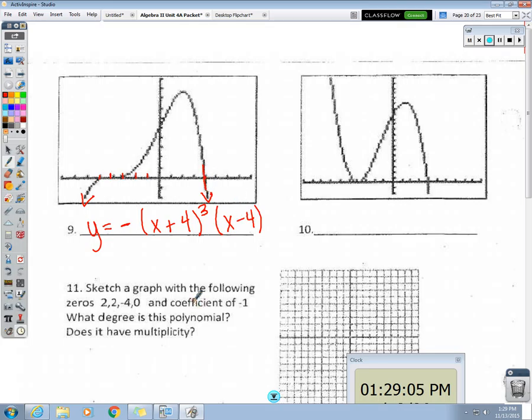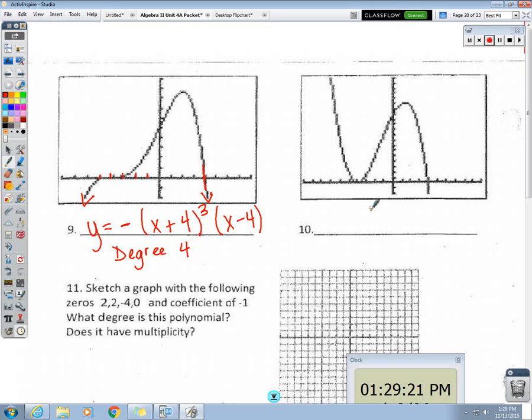Any other questions about that one? What's the degree? 4. Okay, and that's an even graph, and that makes sense that it's degree 4 because 4 is an even number. How did we know it's even? They're going the same direction.